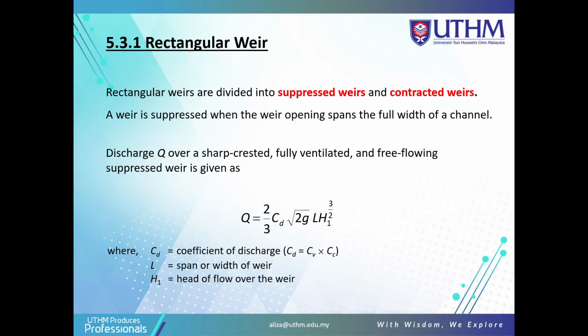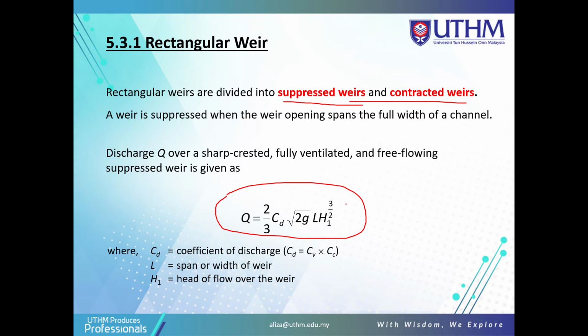Rectangular weirs are divided into suppressed weirs and contracted weirs. A weir is suppressed when the weir opening spans the full width of the channel. The discharge Q over a sharp crested, fully ventilated and free-flowing suppressed weir is given by this formula: Q is equal to 2 over 3 CD times the square root of 2g, times L H to the power 3/2, and so on. All these formulas are given, no need to worry.